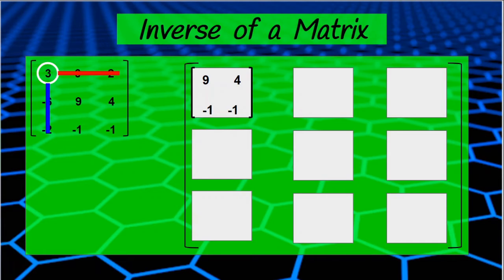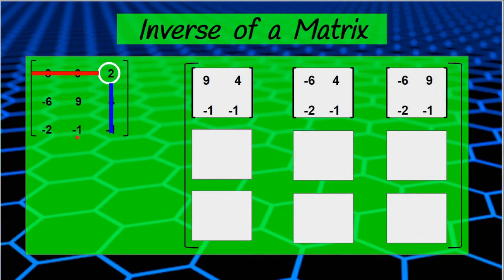Now going from left to right, we circle the next value, which is 0, to eliminate it. Then you extend lines to cross out the values on the row and column of which 0 lies. So we have minus 6, 4, minus 2 and minus 1 left. So we replicate that as a 2 by 2 matrix here. We continue this way for 2. We circle 2 to eliminate it. Then we also extend lines going across the row and column on which 2 lies. We have minus 6, 9, minus 2 and minus 1 left, so we replicate that here.